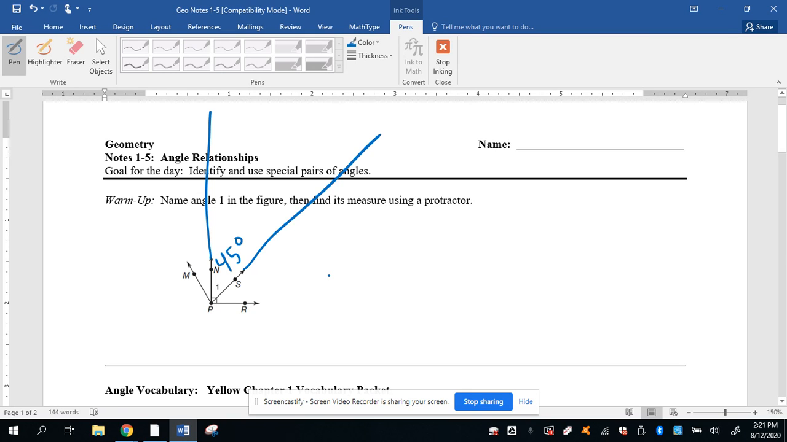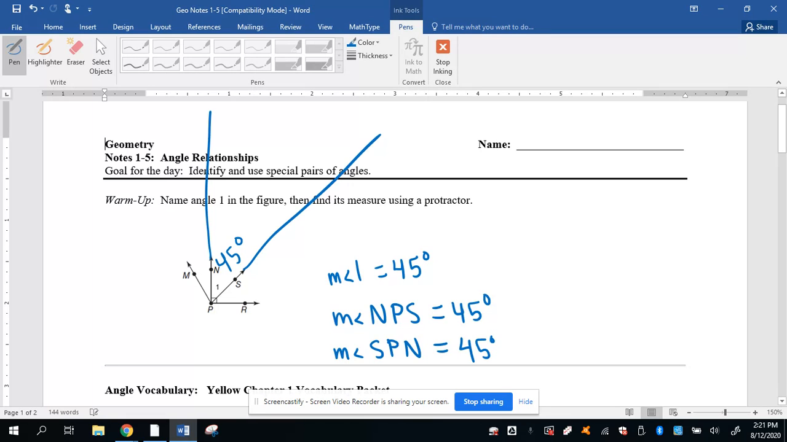So you can say measure of angle 1 is 45. If you got 46 or 44, that's fine as well. You could also name that as measure of angle NPS, or you could label it as measure of angle SPN. But that's it. So one of those three would work, but you may not label it as measure of angle P because there's more than one angle at vertex P.